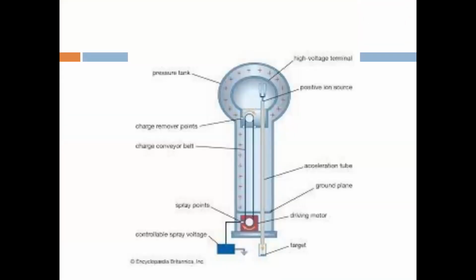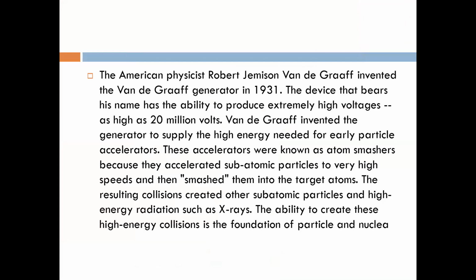This is a simple diagram. We will explain the diagram later. Firstly, as I told you, the American physicist Robert James Van de Graaff invented the Van de Graaff generator in 1931. The device that bears his name has the ability to produce extremely high voltages, as high as 20 million volts. You understand the capacity of the Van de Graaff generator to generate such high voltages.